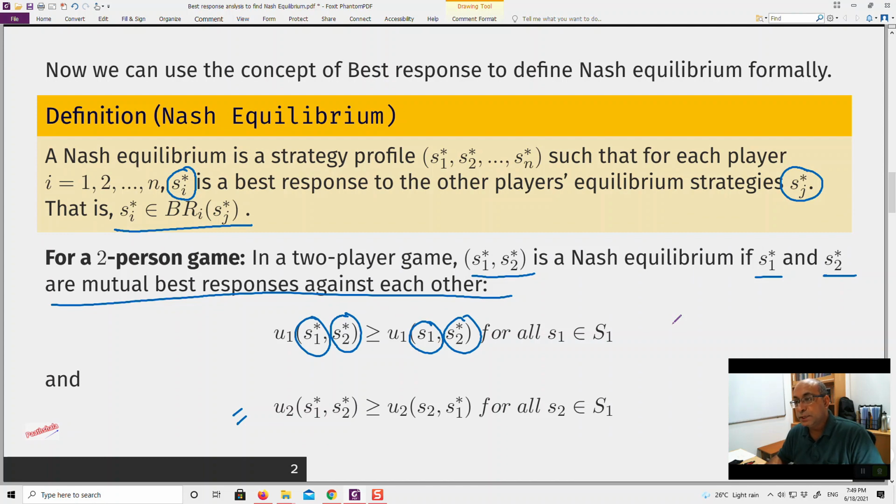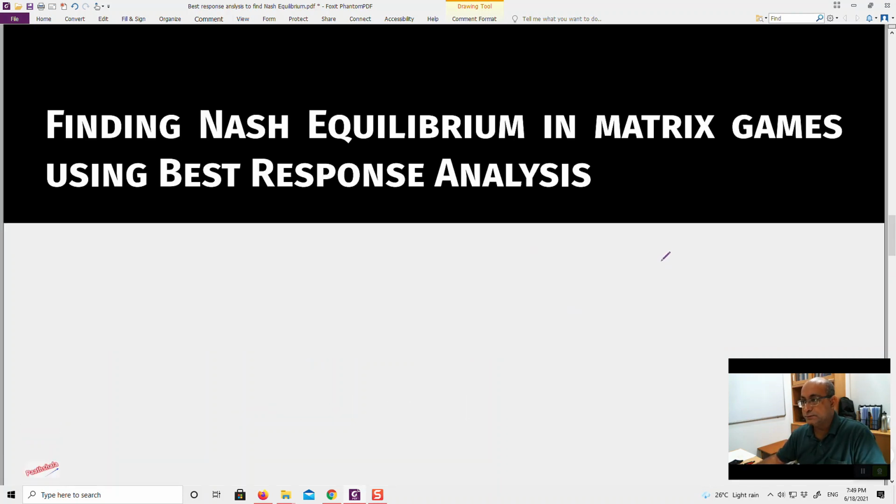Now that you have understood the concept of best response, let's do a hands-on exercise and try to find the Nash equilibrium using best response analysis for a simple matrix form game. So this is what we are going to do.